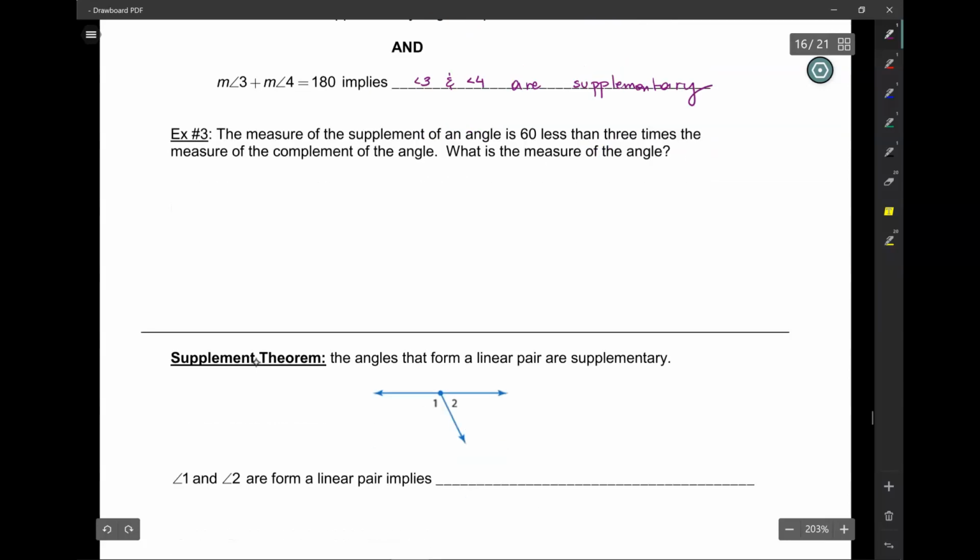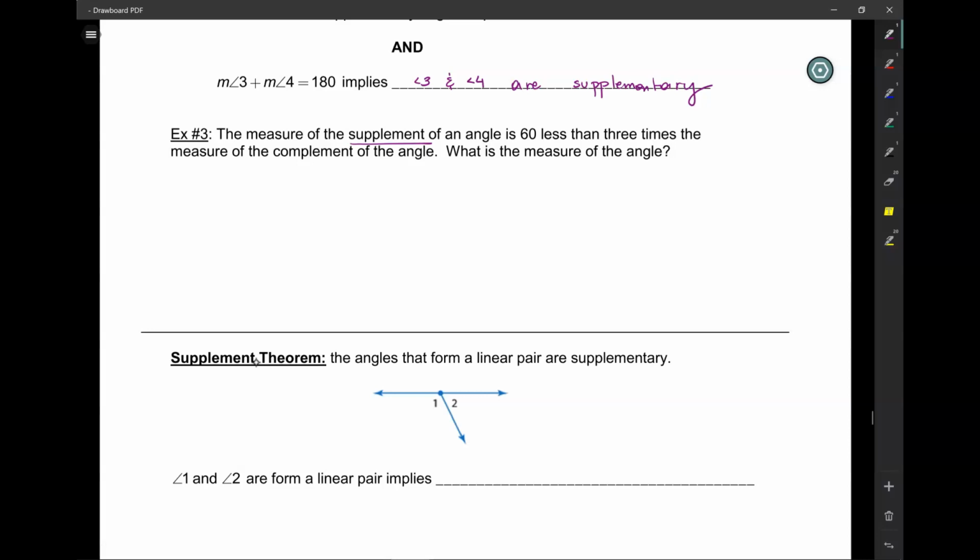Okay, so this is a similar one to what we did. The measure of the supplement of an angle is 60 less than 3 times the measure of the complement of the angle. Oh my God, words, too many words, right? I would get lost right here. Right after this, everything would just go down the drain. So now I go back and I go, okay, I have to do this one step at a time.